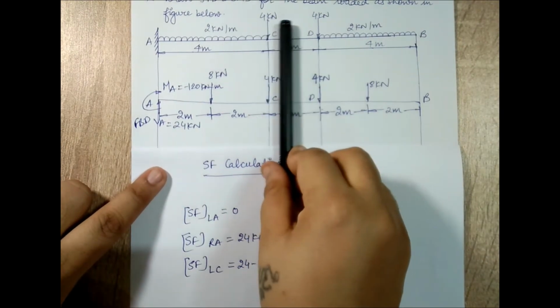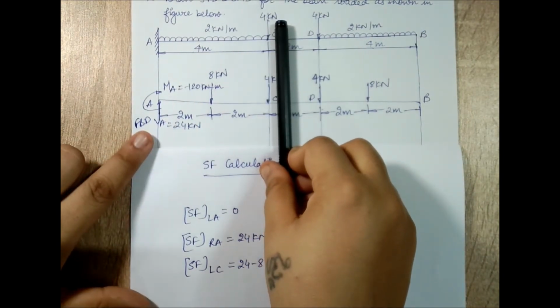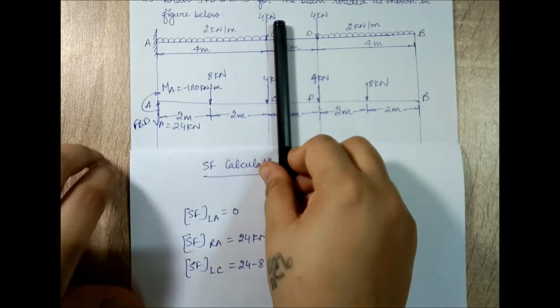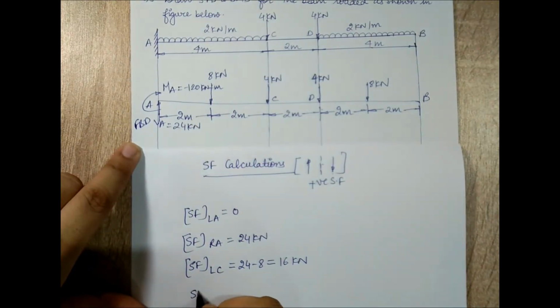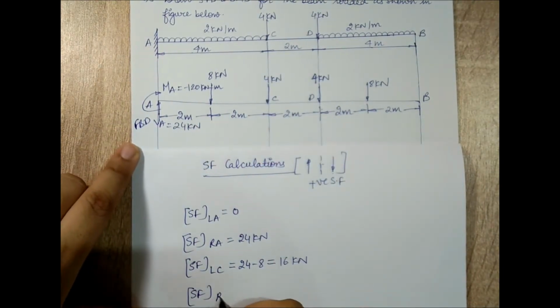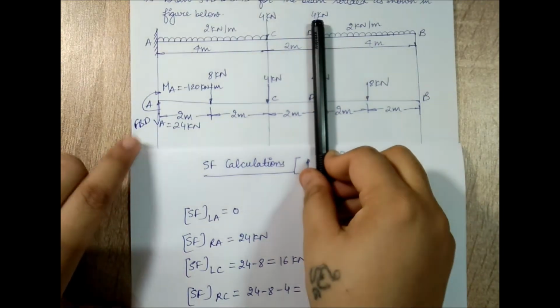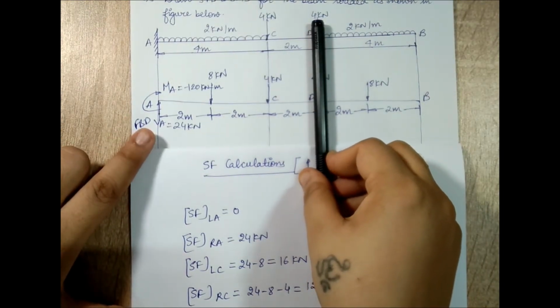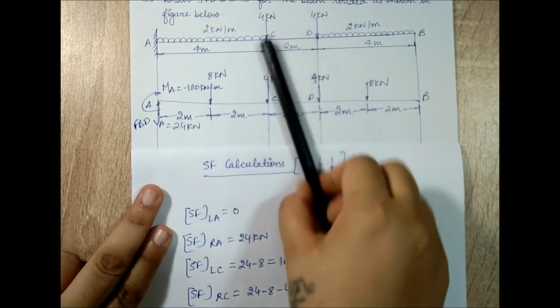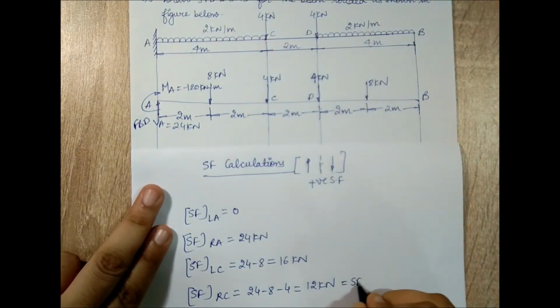When I go to the right of C, apart from this 24 and 8, I can also see this 4 kilonewton. So shear force to the right of C will be 24 minus 8 minus 4. It will be 12 kilonewton. When I stand at D and I look to the left, I'll see exactly what I saw by standing to the right of C. So I'll write down it is equal to shear force to the left of D.